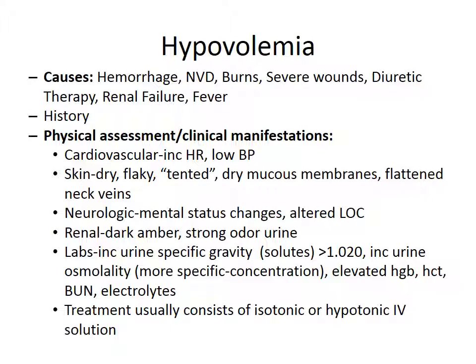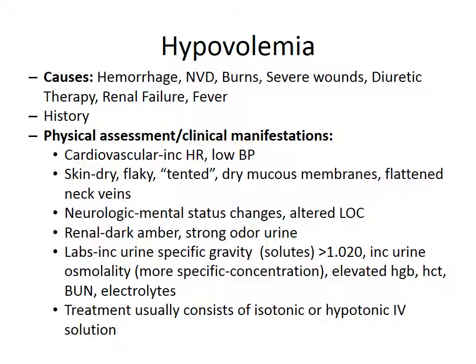Physical assessment and clinical manifestations include the cardiovascular system: increasing heart rate, low blood pressure. Heart sounds are critically important in these patients. The skin might look dry, flaky, and tented, with dry mucous membranes and flattened neck veins. Remember, the tenting of skin in the elderly patient is often not an adequate way to assess their volume status, as their skin is thin and may tent even though there's a lack of volume.